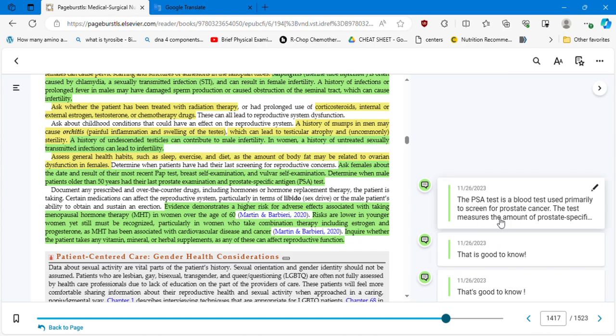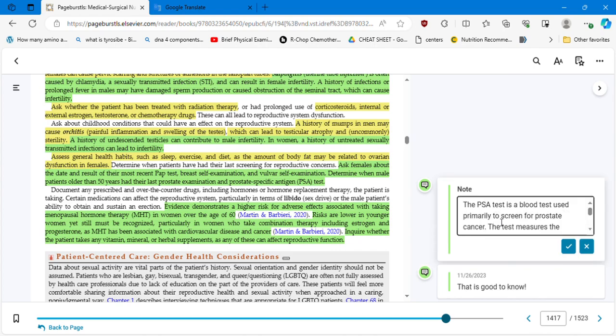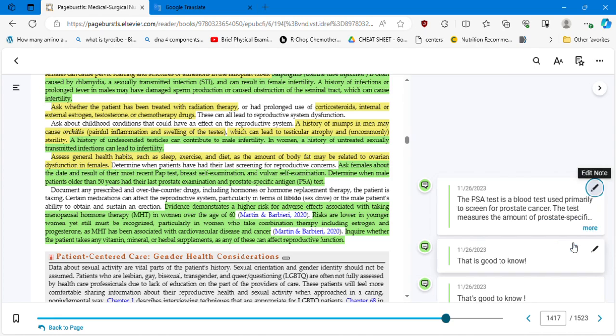I want to talk about the PSA test. It's a blood test used primarily to screen for prostate cancer. The test measures the amount of prostate-specific antigen in your blood. PSA is a protein produced by both cancerous and noncancerous tissue of the prostate. So you're going to see that test if you work in this environment, and even in primary care, right? The patient is going to have this test done after 50.